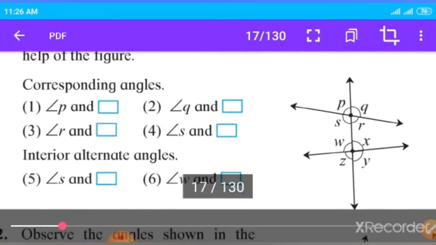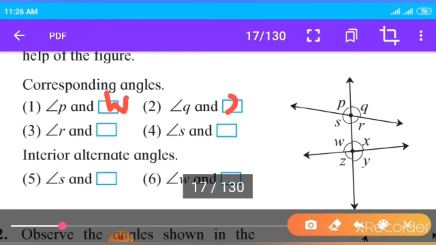Corresponding angles: angle P, angle W; angle Q, angle X; angle R, angle Y; angle S, angle Z. These are corresponding angles.